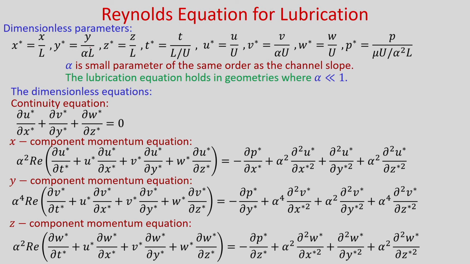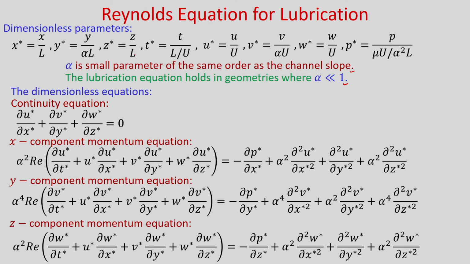So, we will take y star as y by alpha into L, where alpha is a small parameter of the same order as the channel slope, and the lubrication equation holds in geometries where alpha is much less than 1. As you know, in the y direction we have the height, which is a function of x, z and t. So, we are taking alpha into L in the denominator.